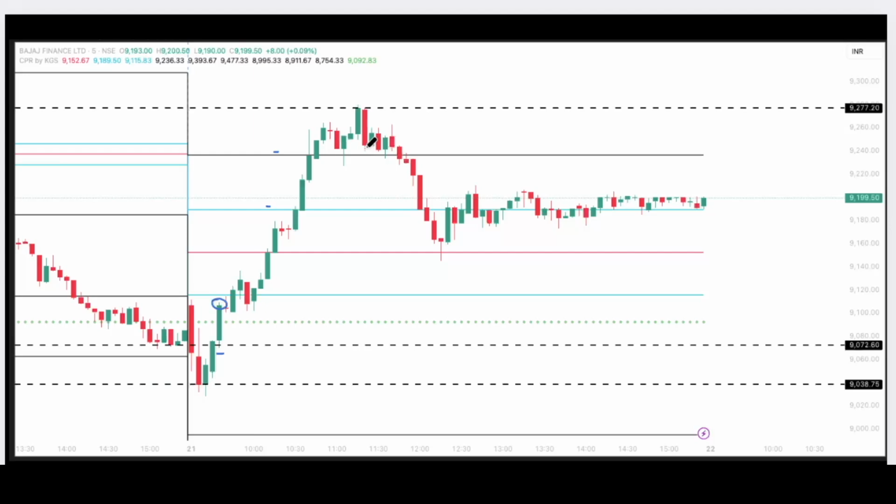So one could have entered a put option somewhere here, keeping the stop loss somewhere here, because this is the first bearish reversal. We had a wide CPR, so we could have taken the trade from here until, or even till here, a small scalp. Apart from that, I don't see any trading opportunity today in Bajaj Finance.